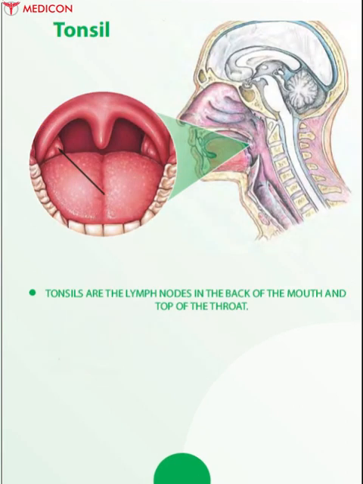Tonsils. Tonsils are lymph nodes in the back of the mouth and top of the throat. These tonsils help to filter out bacteria and other germs to prevent infection in the body.